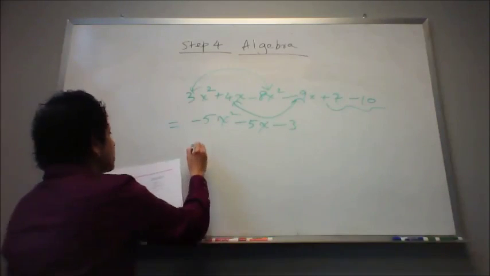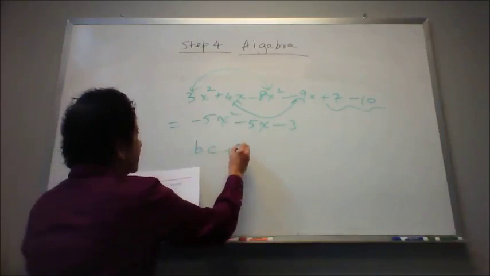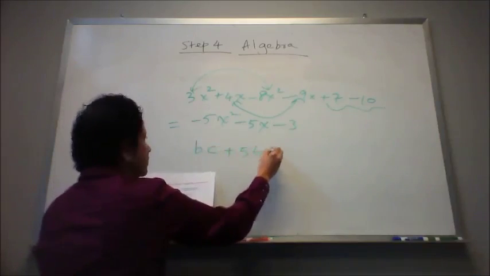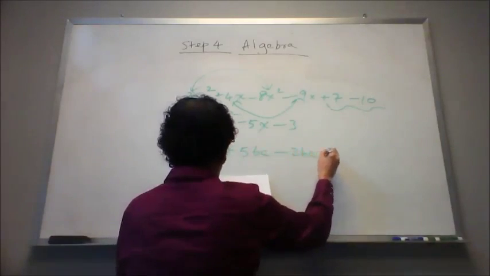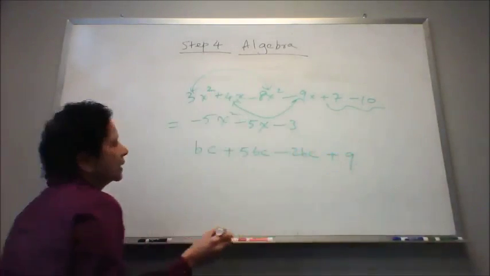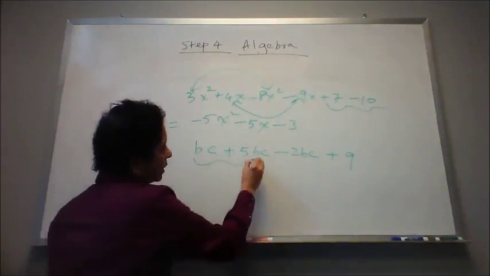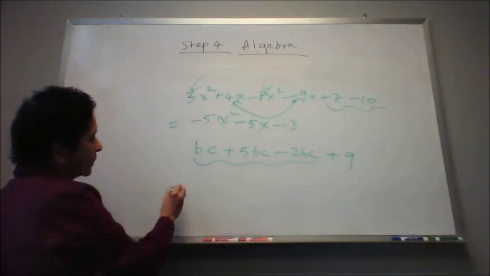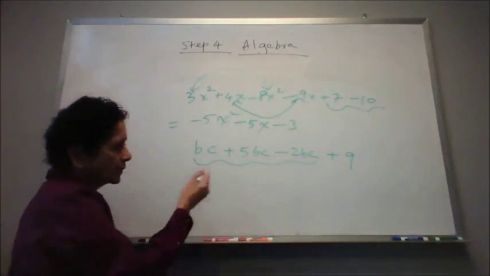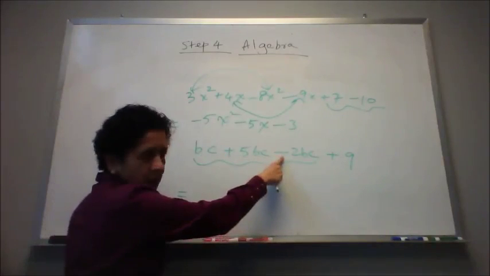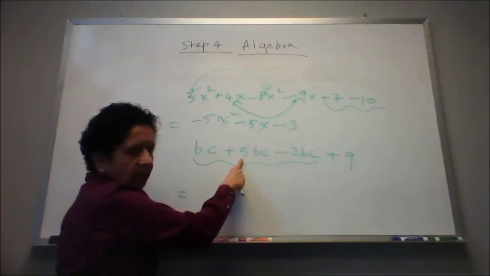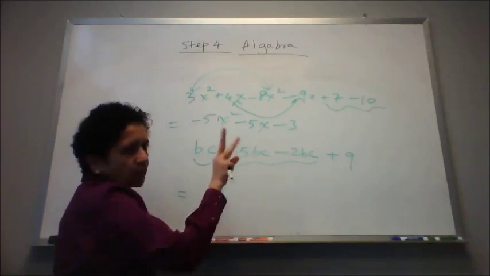So let's do another one: bc plus 5bc minus 2bc plus 9, okay? Here, these are all like terms, they all have bc, okay? So I need to lump them together. How do I do that? I've got a minus 2, the coefficient, plus 5. So 5 minus 2 is 3.